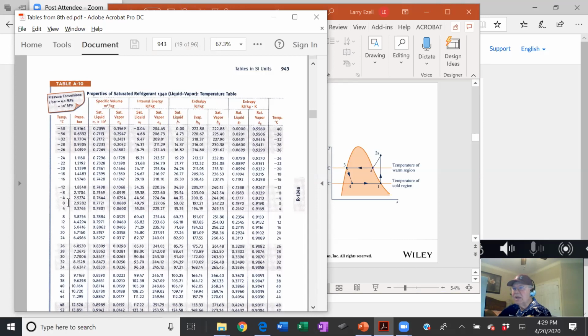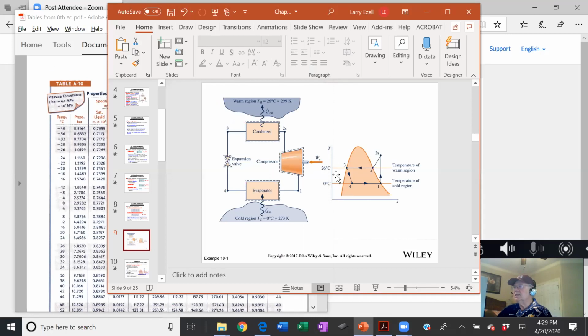So our low side pressure to give us 0 degrees C would be about 3 bars. If we designed our system to give us a pressure of 3 bars, then by the physics of the refrigerant, we would get about 0 degrees C. Now let's look at 26 degrees C.